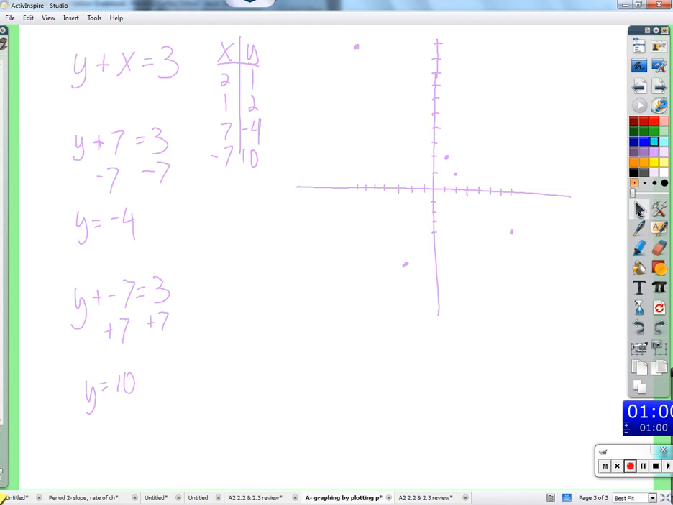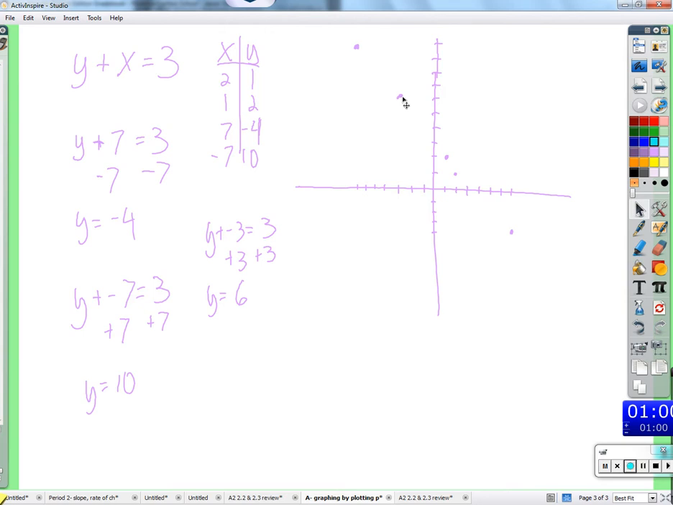If I'm not sure, I could plug in negative 3 for x, find out, see if it happens. But it turns out, no, it is going to be somewhere along there. I think it's going to be somewhere like 1, 2, 3, 4, 5, 6, 7. Let's find out. Let's plug in negative 3 for x. y plus negative 3 equals 3. Add 3 to both sides. y equals 6. Yeah. So this should come out as 6.